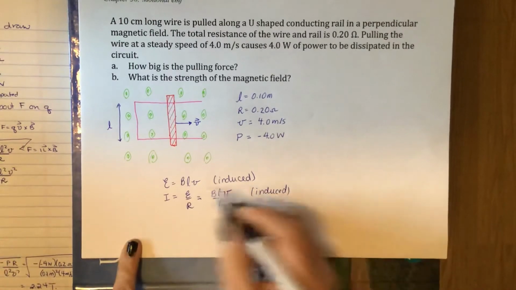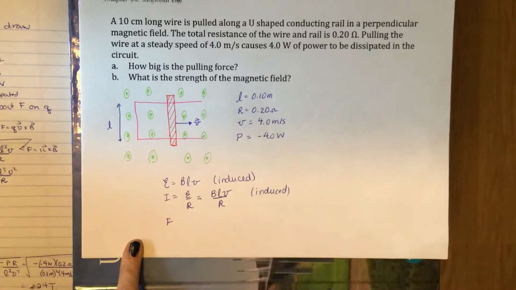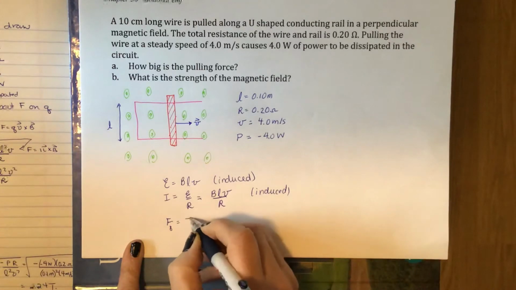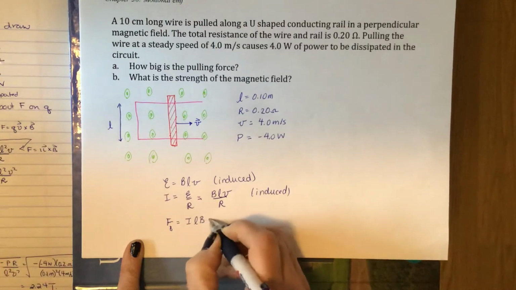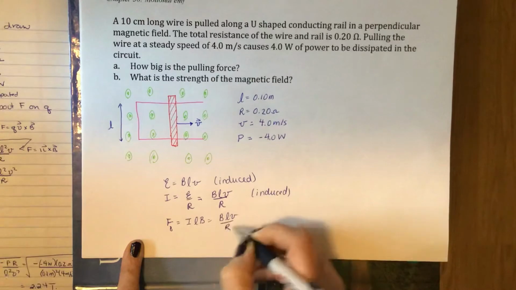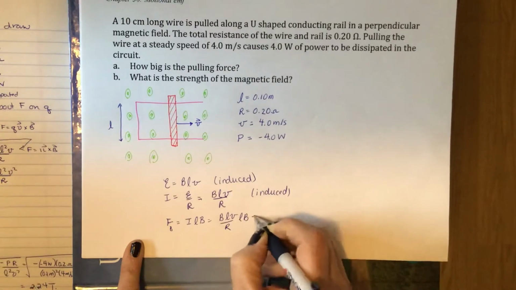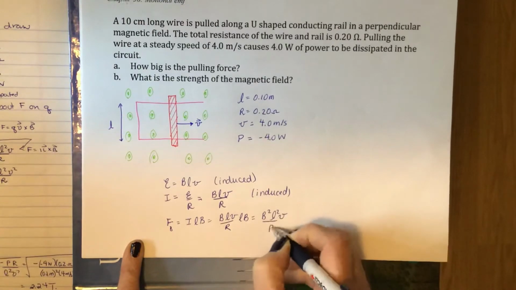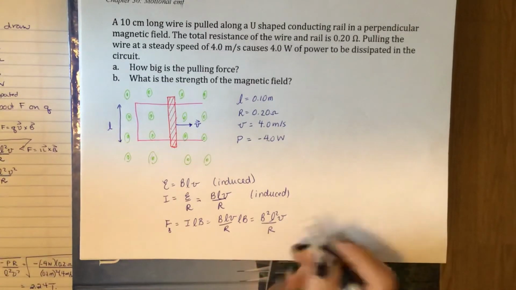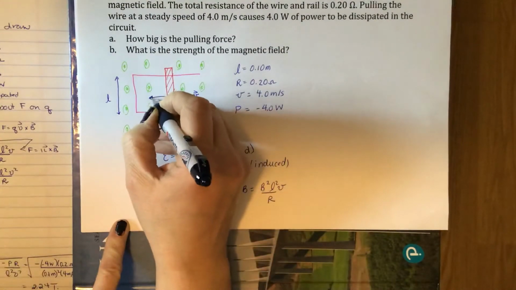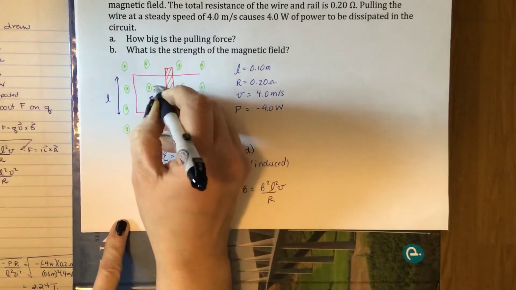What do we have next? We know that the induced magnetic force is I L cross B. Everything's perpendicular, so the magnitude of the induced magnetic force is I times L times B. Put in what we have for our current, BLV over R times L times B, gives us B squared L squared V over R. There's our induced magnetic force, F_B.